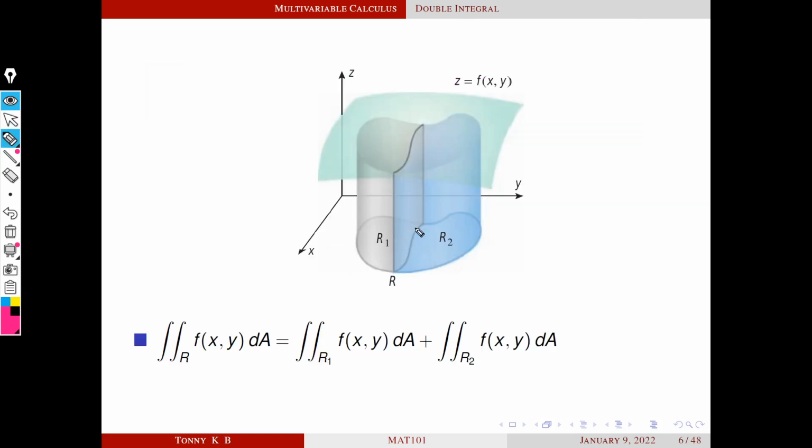For example, suppose we divide, this is our entire region. Okay, this is our entire region R. Suppose we divide the region as R1 and R2. Then by the concept of volume, we can interpret this double integration as a volume. So it is clear that the entire volume is equal to the volume corresponding to R1 plus the volume corresponding to R2. So we can interpret: double integral over R is equal to double integral over R1 plus double integral over R2. Okay, this is one important property of double integration.